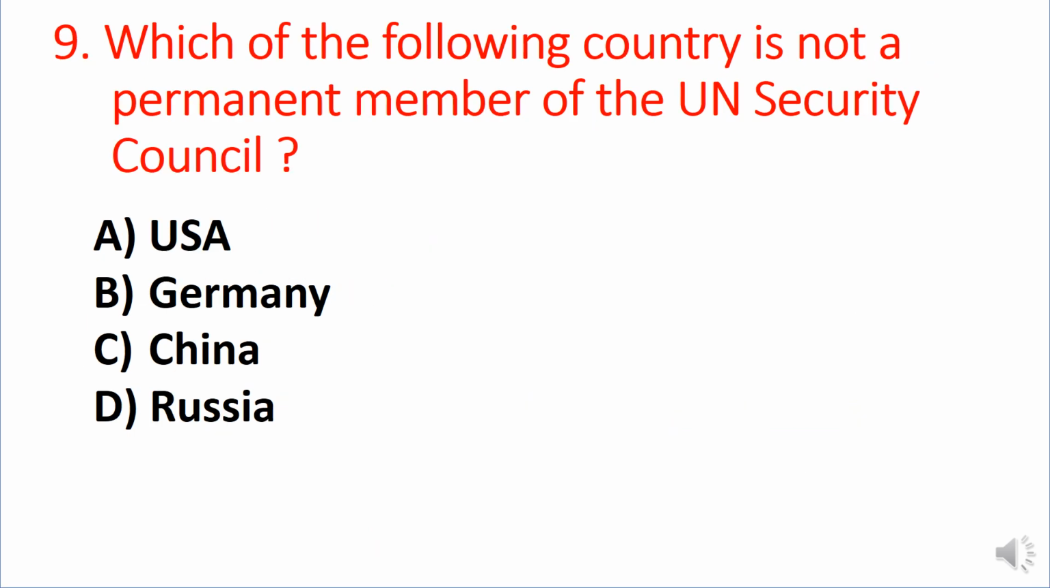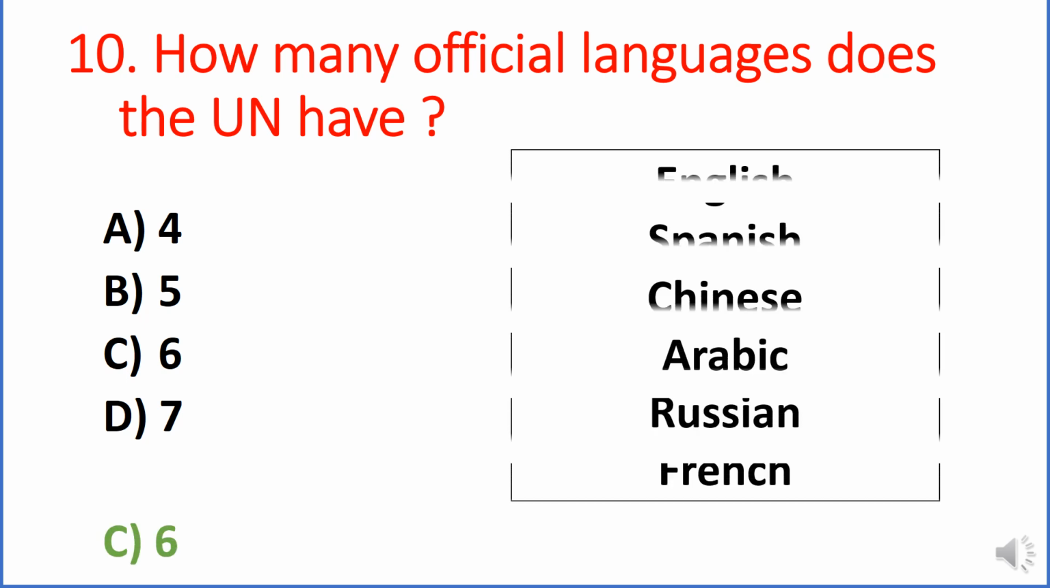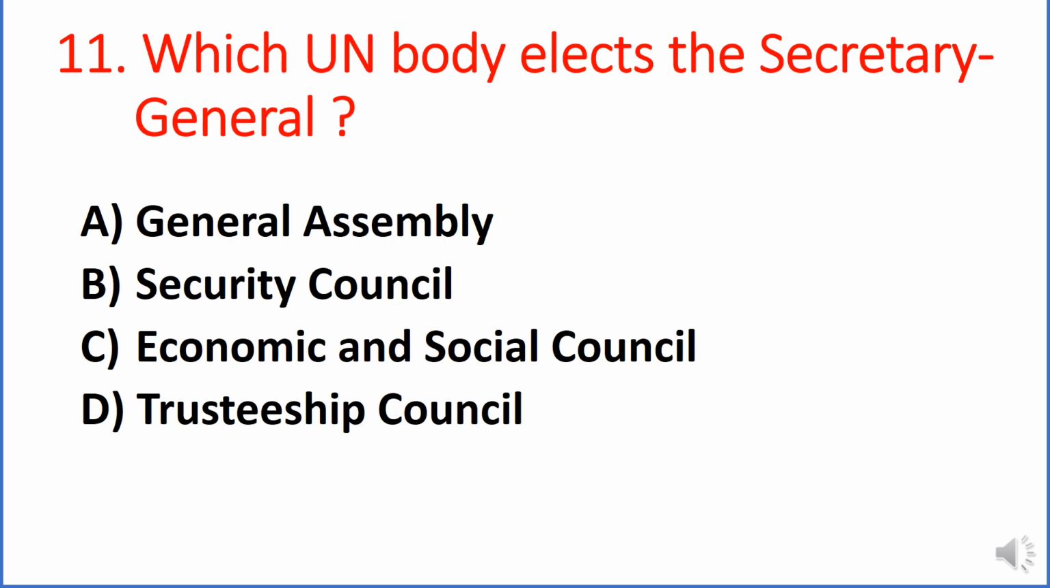Which of the following country is not a permanent member of the UN Security Council? Correct answer is Germany. How many official languages does the UN have? Correct answer is 6. The languages are English, Spanish, Chinese, Arabic, Russian, French. Which UN body elects the Secretary General? Correct answer is General Assembly.